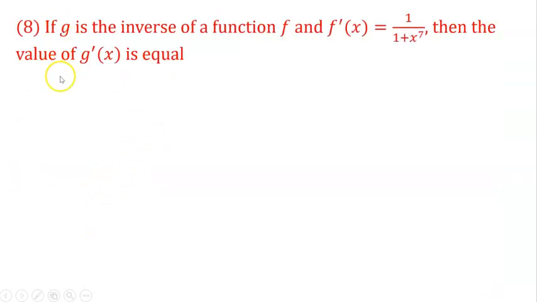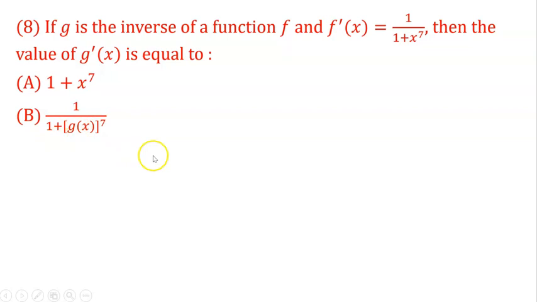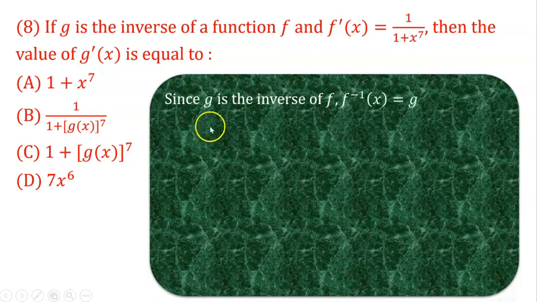Now next, if g is the inverse of f and f dash of x is equal to 1 upon 1 plus x raised to 7, then the value of g dash is equal to, it's very interesting. First option A is 1 plus x raised to 7, B is 1 upon 1 plus g of x bracket raised to 7, C is 1 plus g of x bracket raised to 7, and D is 7x raised to 6.